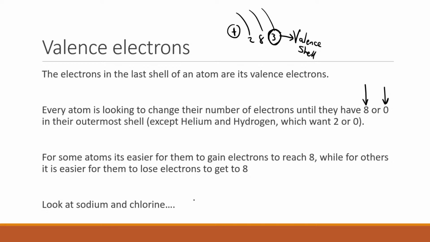For some atoms, it's easier to gain electrons, right? If you have 7 electrons, it's easier to gain 1 than get rid of 7. For others, it's easier to lose. If you have 2 or 3 electrons, it's easier to get rid of 2 or 3 than to gain 5 or 6.